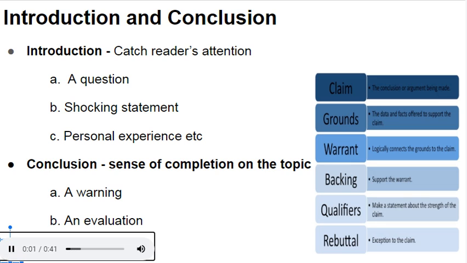So the last segment of beginning to write is introduction and conclusions. Now your introduction should be catchy. It should catch your readers' attention. They should want to read your article.